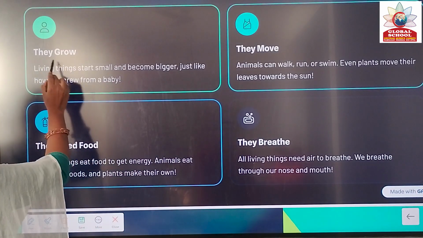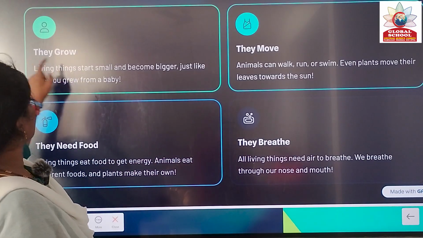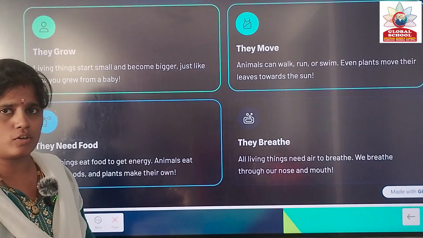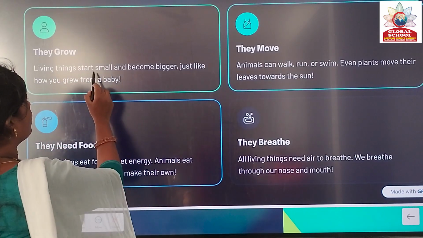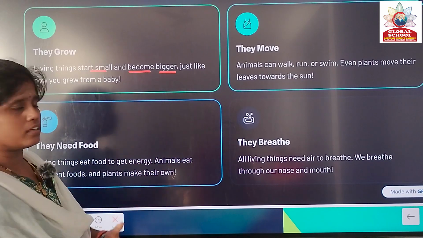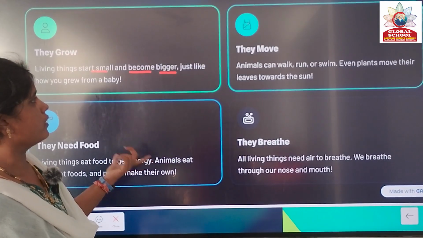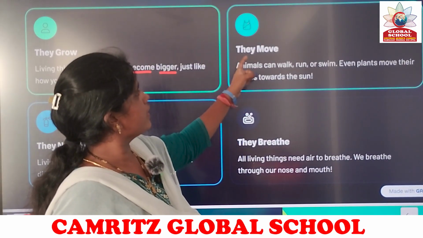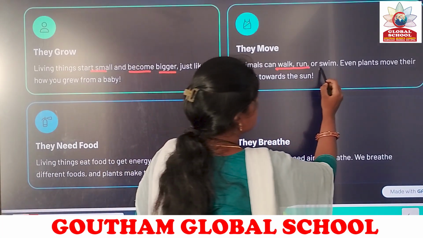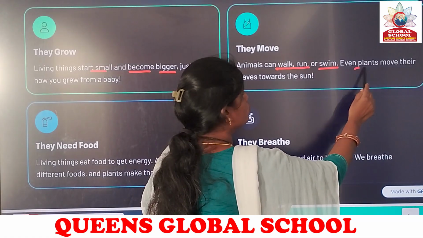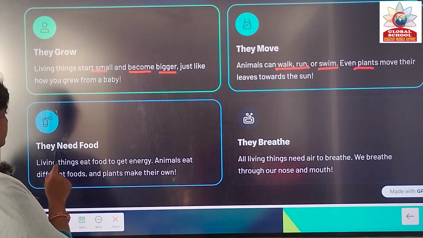Non-living things cannot grow. Living things can grow. How? Living things start small and become bigger, just like how you grew from a baby. Now they can move. How? Animals can walk, run and swim. Even plants move their leaves towards the sun.